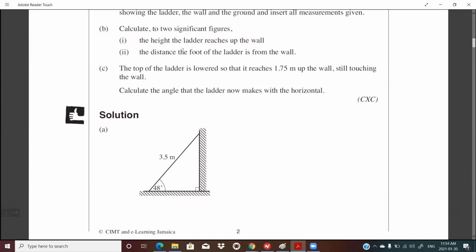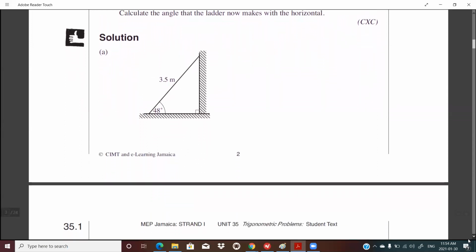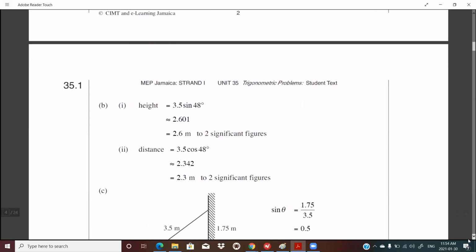And then they say the distance the foot of the ladder is from the wall, from here to here. Again, you can relate this 3.5, the angle, and the adjacent. So that's adjacent over hypotenuse. So cosine theta is equal to the adjacent, which is the unknown, over the hypotenuse of 3.5. 3.5 is in the denominator, trying to solve for x. So it's just 3.5 cosine 48. Put that in a calculator, you're good. So you can say down here.